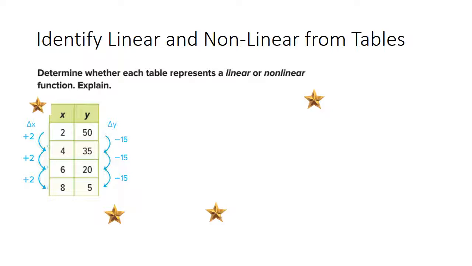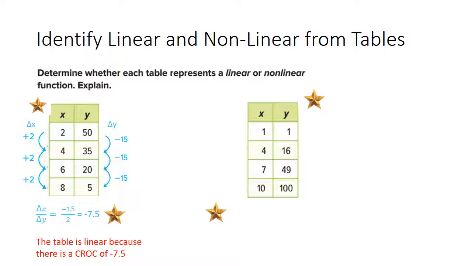Yes, there is. The constant rate of change is the change in y divided by the change in x, which in this table is negative 15 over 2. You can simplify that or get the unit rate of negative 7.5. So my answer to this problem is that the table is linear because there is a constant rate of change of negative 7.5.